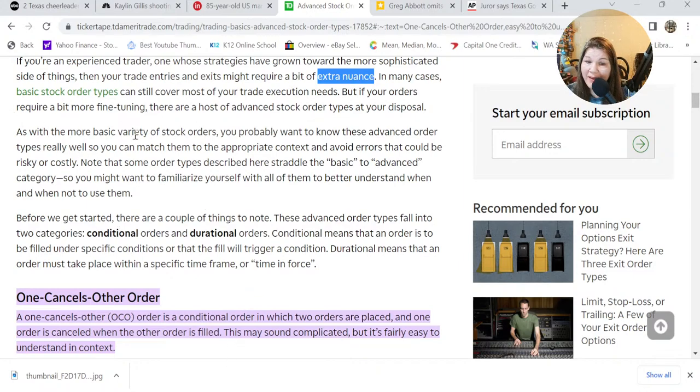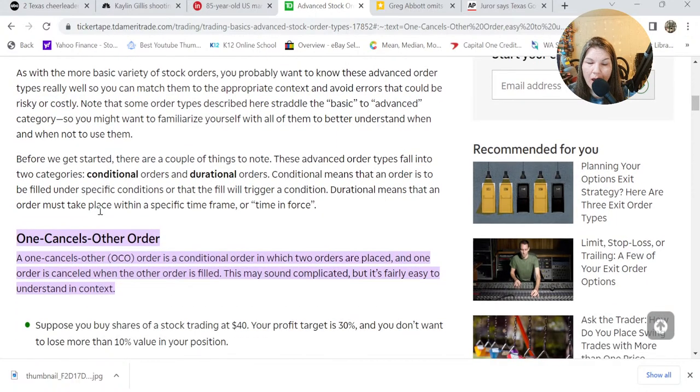As with the more basic variety of stock orders, you probably want to know these advanced order types really well so you can match them to the appropriate context and avoid errors that could be risky or costly. Note that some order types described here straddle the basic to advanced category, so you might want to familiarize yourself with all of them to better understand when and when not to use them. Before we get started, there are a couple things to note.